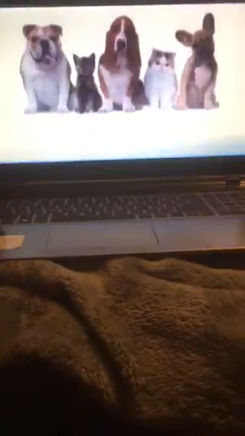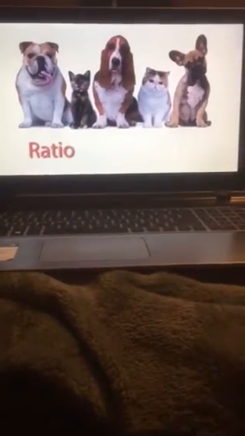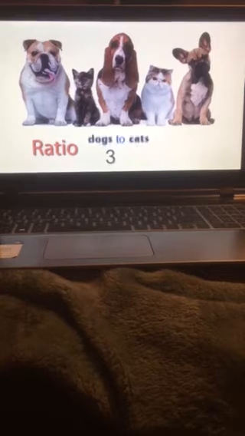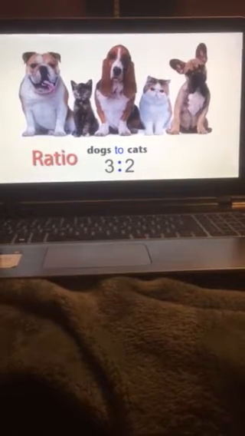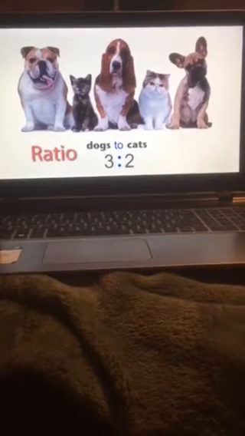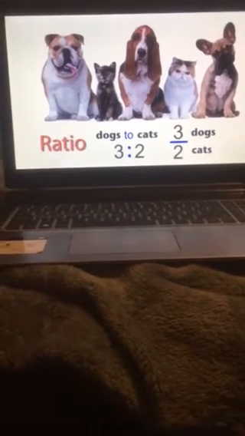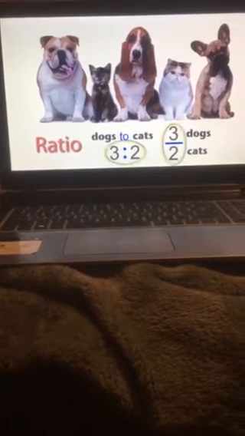For example, in this picture, you could say that the ratio of dogs to cats is 3 to 2. 3 dogs to 2 cats. And you could also write it in the standard division form, 3 dogs over 2 cats. They're just different ways to write the same ratio.